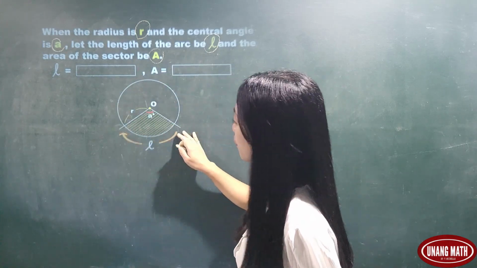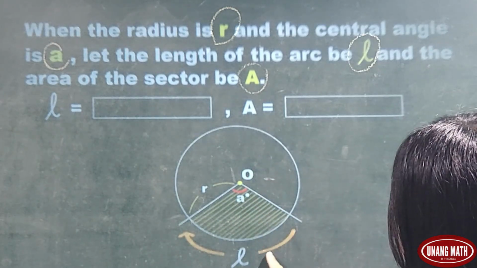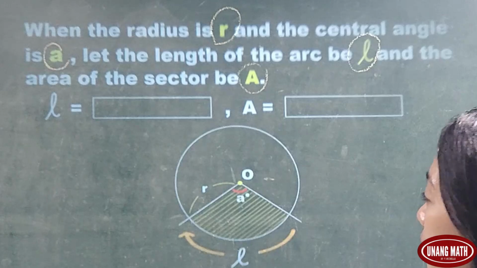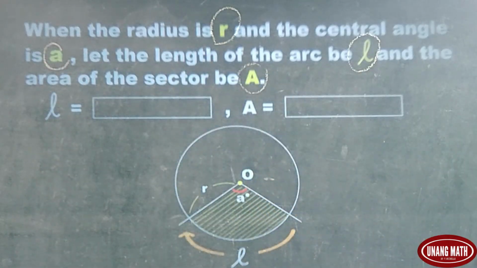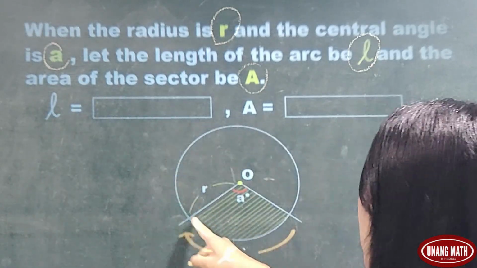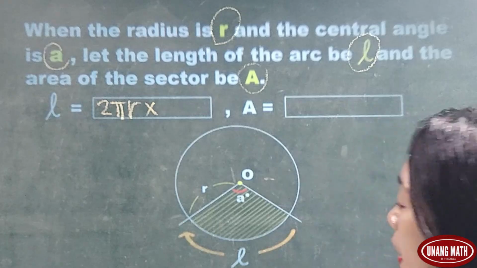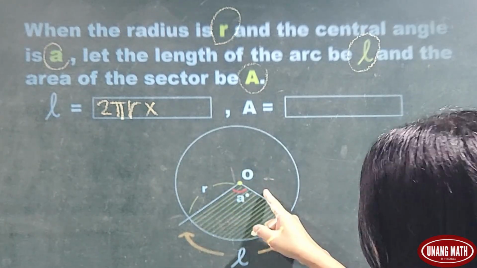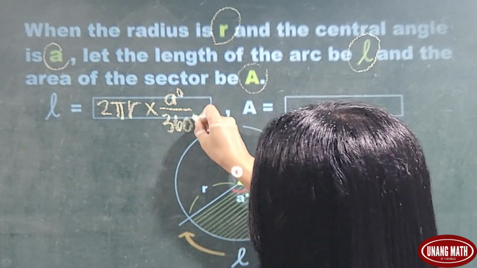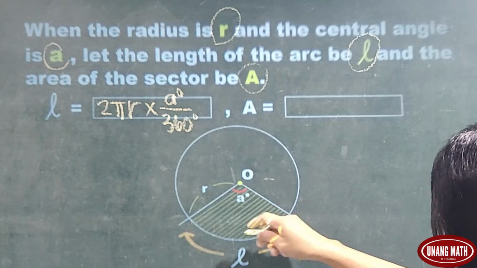So in this figure, the central angle is a degrees. So this is the length of the arc. Okay, this is our center and this is the radius. So to find the length of the arc, we have to multiply the whole length, meaning the circumference, which is 2 pi r, by the ratio of the central angle to the whole. So it's a degrees over 360 degrees.